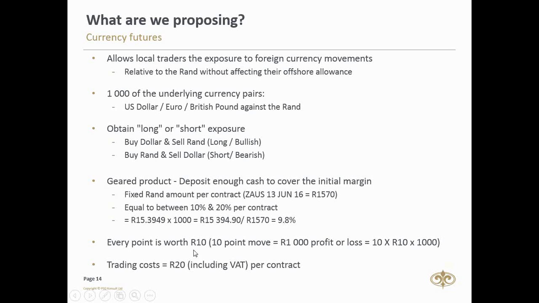So again, every point is worth 10 rand. So again, you want to go for a 10-point move. In this scenario, we create 1,000 rand. Okay, very cheap still, a very low trading cost. It only costs you 20 rand, and that includes VAT. And by the way, if it's a day trade, you close your position out in the one day. Remember, this is 20 rand for purchasing and 20 rand to close out. If it's a day trade, you only pay the one leg. You only pay 20 rand. So that makes it a bit more enticing for the day traders.